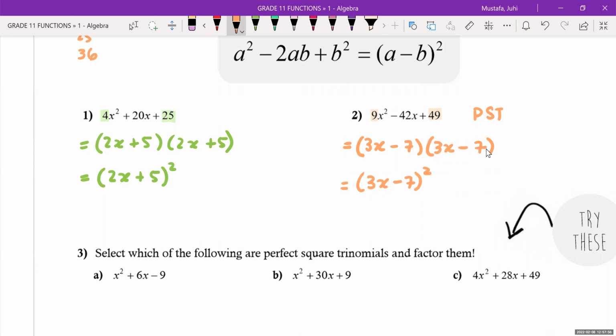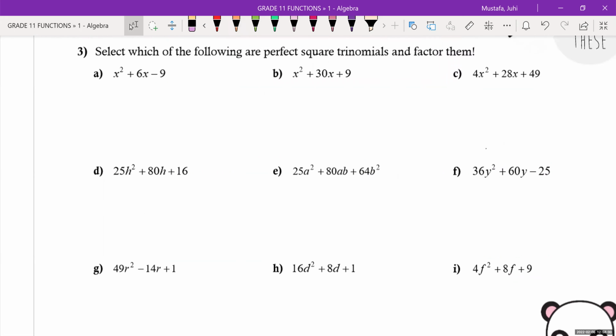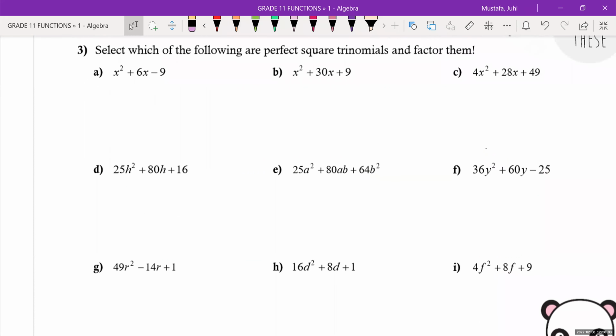I'm going to give you and your partner 4 minutes to go ahead and identify which one of the following 9 questions are perfect square trinomials. And if they are perfect square trinomials, factor them. So about 4 minutes to try this.